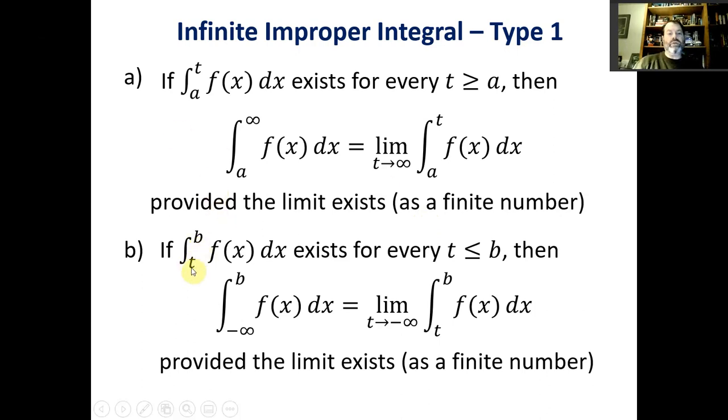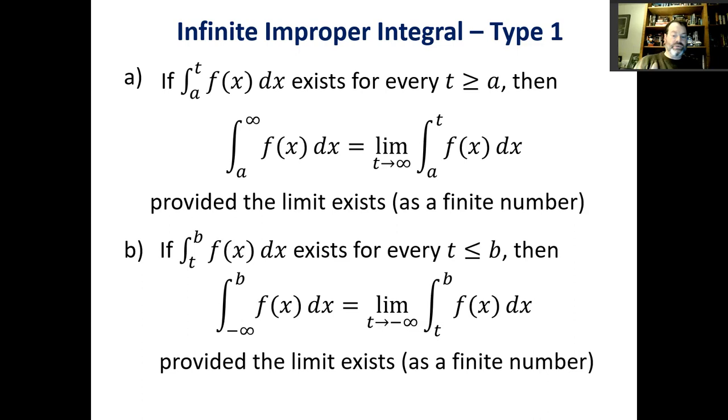Now, it can go the other way, too. The limit can be on the left side of the integral. It doesn't have to be on the right side. So if this integral exists for every t less than b, then we would just say that the integral from negative infinity to b, you put t down here, and you take the limit as t goes to negative infinity. So both of these limits have to exist, either to the right or to the left.